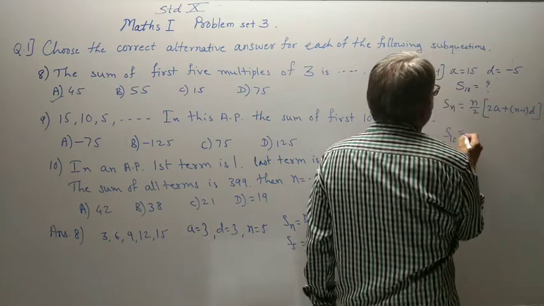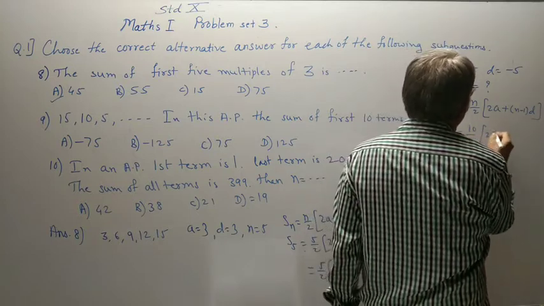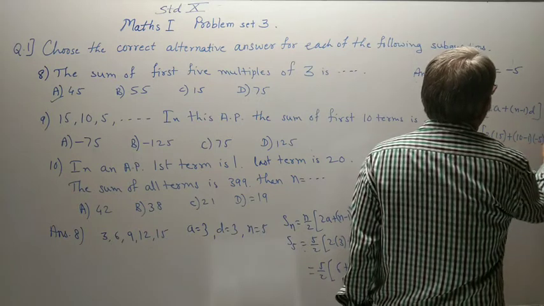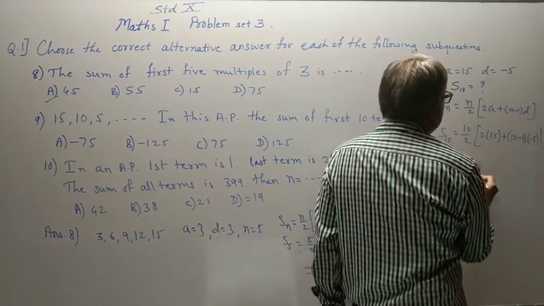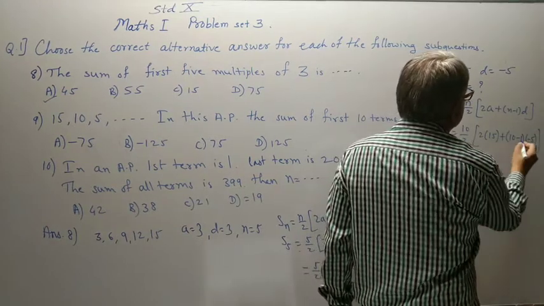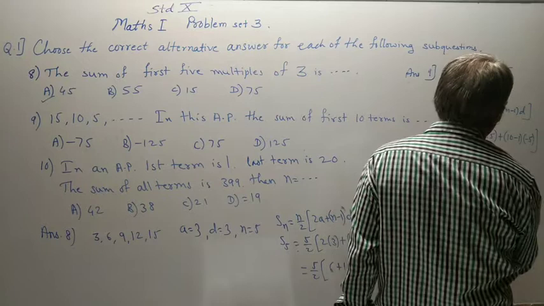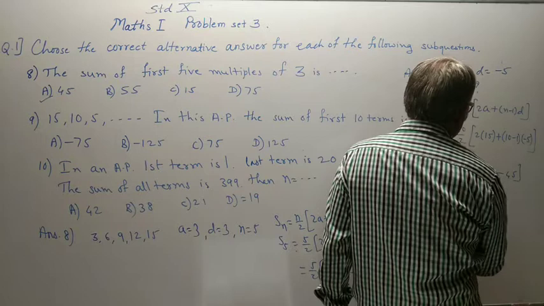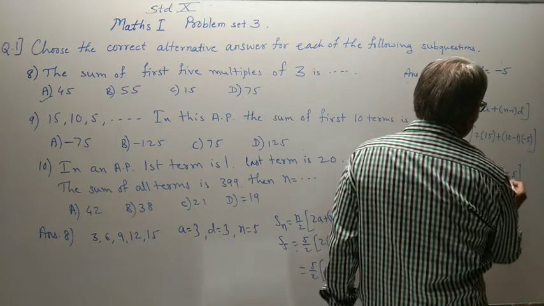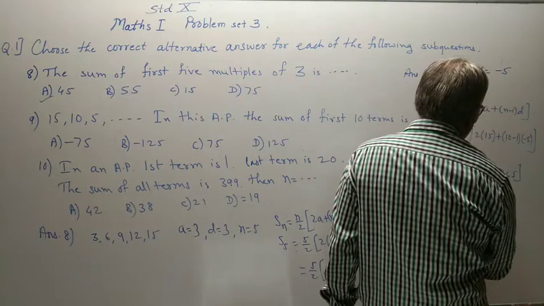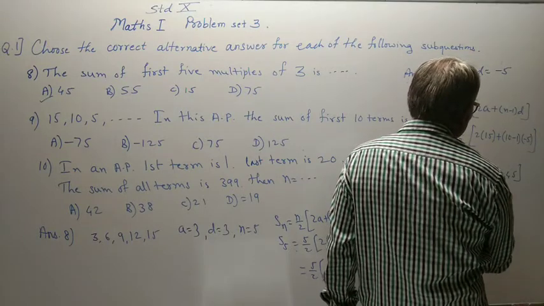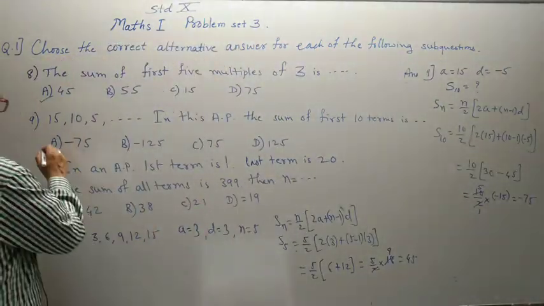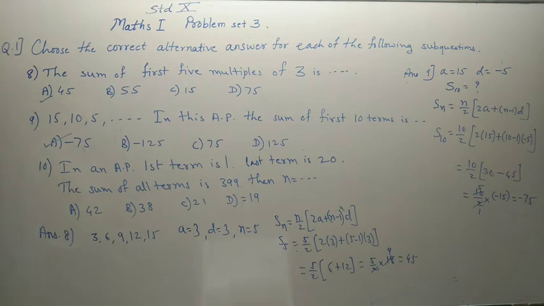S10 is 10 by 2 bracket 2 into 15 plus 10 minus 1 into minus 5. 10 by 2 into bracket 30 plus 9 into minus 5 is minus 45. 30 plus minus 45 is minus 15. So 10 by 2 into minus 15. 2 and 10 cancel. 5 and minus 15 product is minus 75. Minus 75, given? Yes. Minus 75.